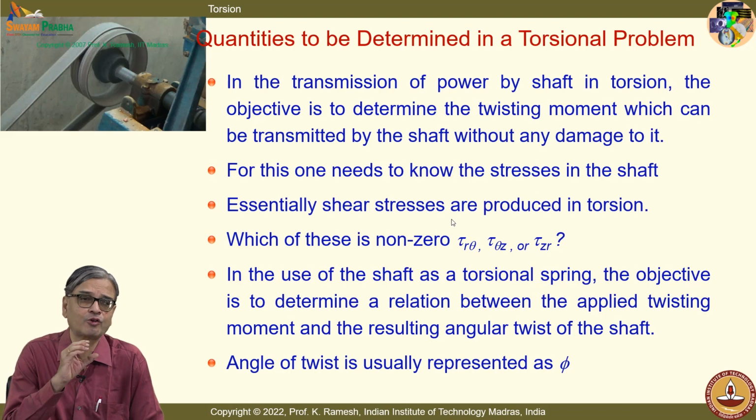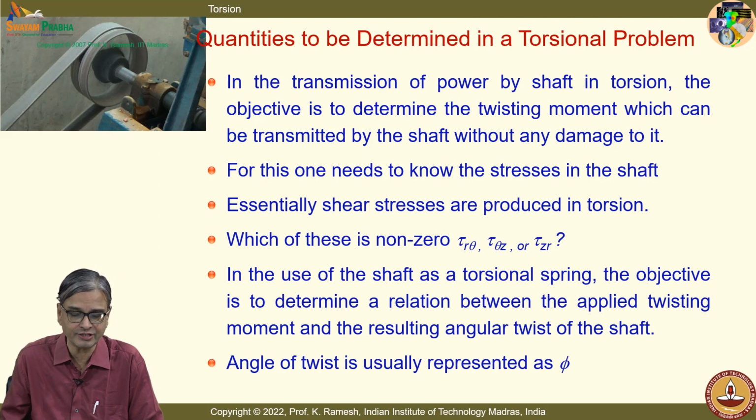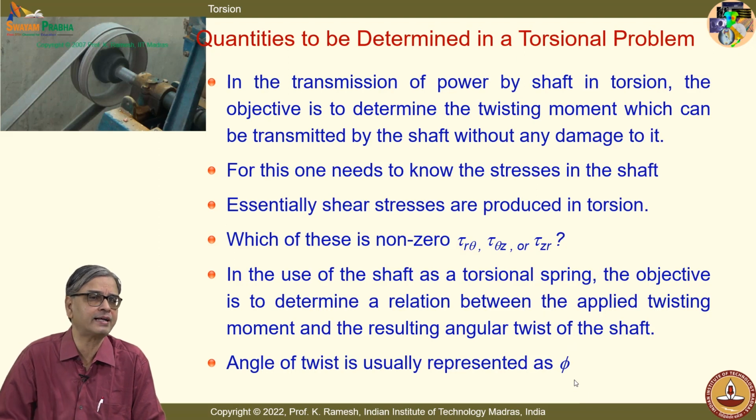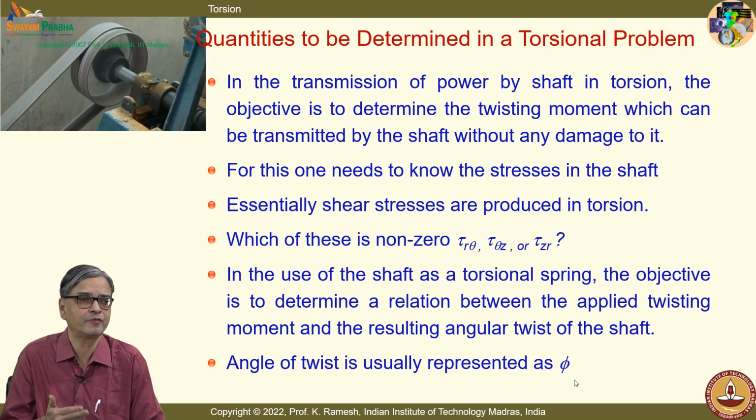Since I have a circular cross section, it is convenient to analyze it in a polar coordinate system. So, once you go to the polar coordinate system, the question arises: among the shear stresses tau r theta, tau theta z, or tau z r, which one will be non-zero, or whether all these stresses exist. And in the case of a torsional member, the objective is to determine a relation between the applied twisting moment and the resulting angular twist. An angle of twist is usually represented as an angle phi. That is a symbol you normally come across. Fine. So, these are the questions for which we need to find an answer.